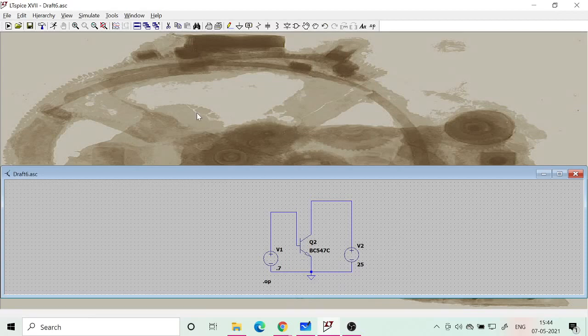Part number 1. Part number 2 is that you plot the input characteristics and the output characteristics. It's not really input characteristics, it is transfer characteristics. It is wrong to say input characteristics. Input voltage is varied and output current is plotted, so it is basically transfer characteristics. So for that you use DC sweep.